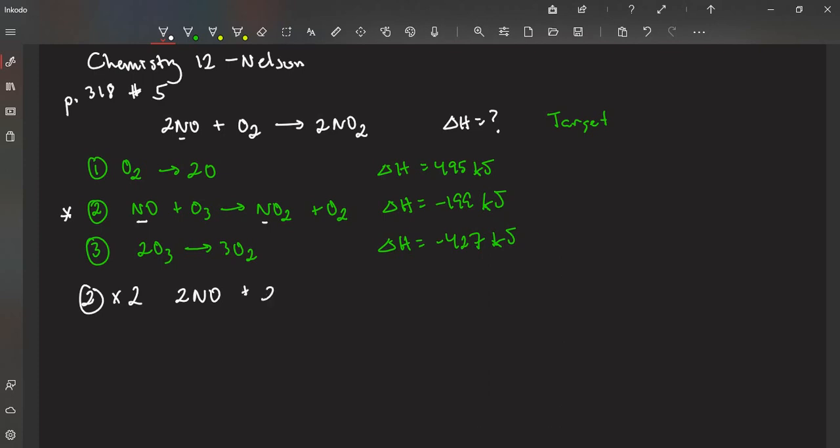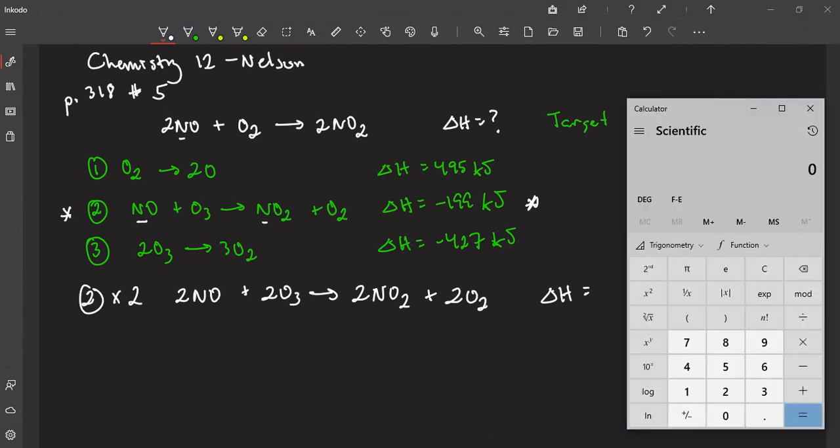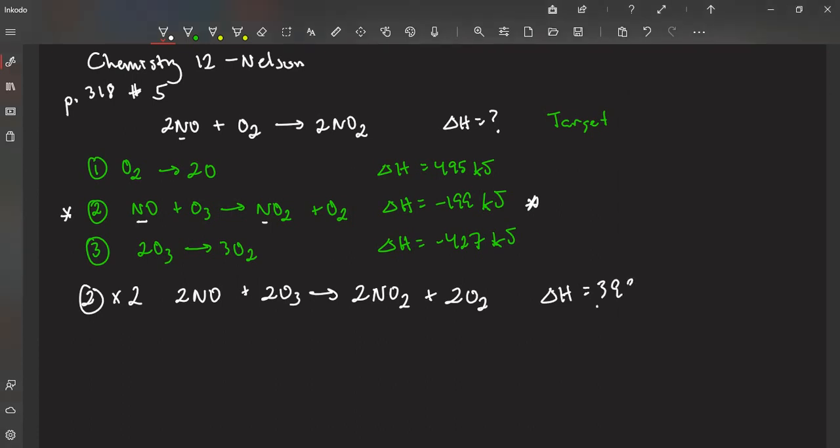2NO, 2O3, 2NO2, and 2O2. Now, your enthalpy value right here is also going to get multiplied. Okay, I'm just going to confirm that value. See, so it's 398, right? And that is still negative, so negative 398.